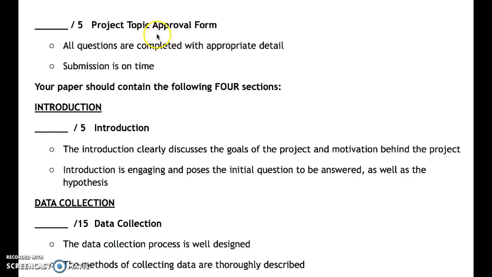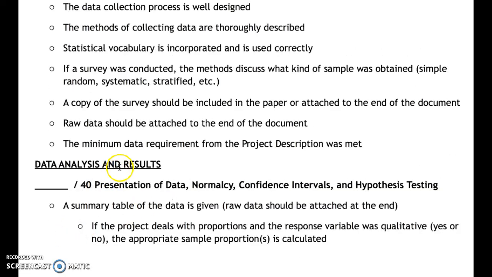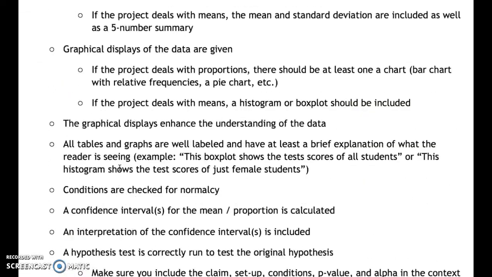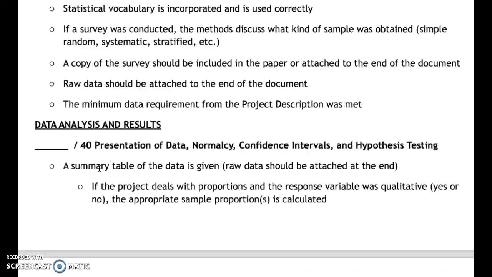The first 5 points that you'll be awarded is for the project topic approval form. Everybody has already completed this part, so there's nothing else to do. And then the next parts address what is in the 4 sections of your paper. So I want you to think about these 4 sections: the introduction, the data collection, the data analysis and results, and the reflection as the 4 headers.